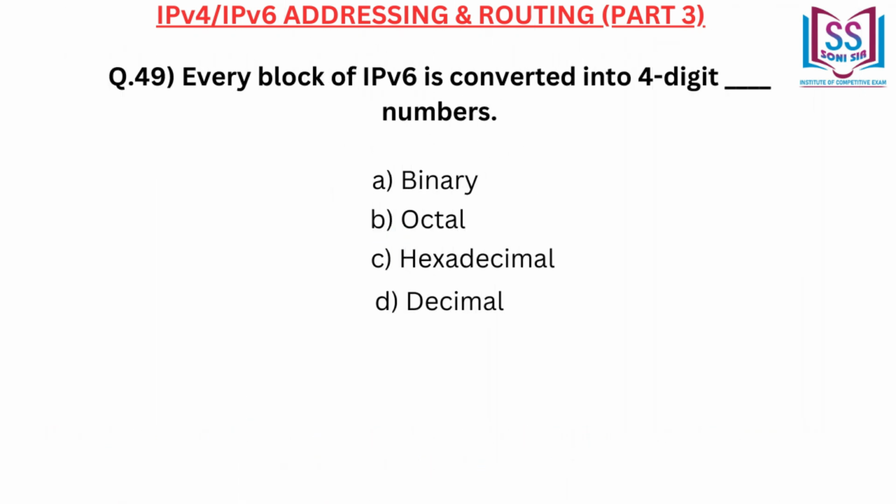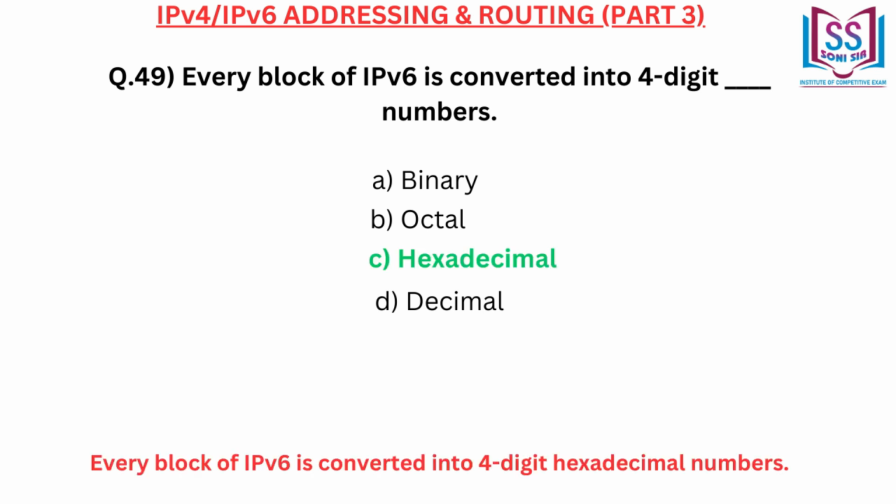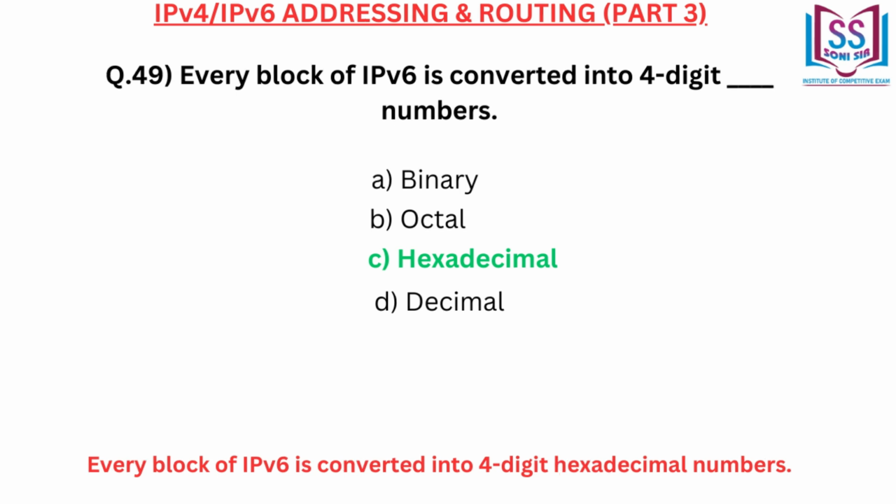Every block of IPv6 is converted into 4-digit dash numbers. A. Binary. B. Octal. C. Hexadecimal. D. Decimal. Correct answer C. Hexadecimal. Every block of IPv6 is converted into 4-digit hexadecimal numbers.